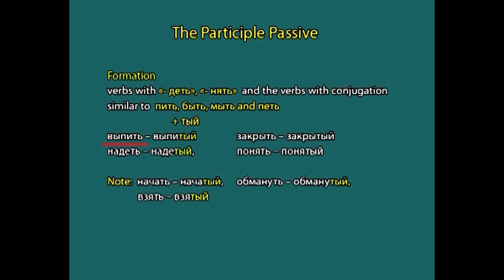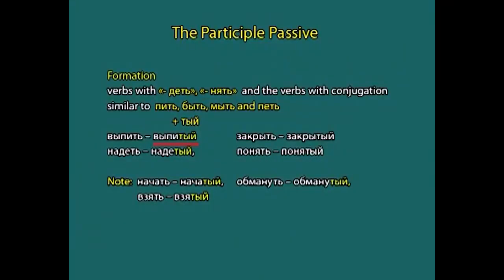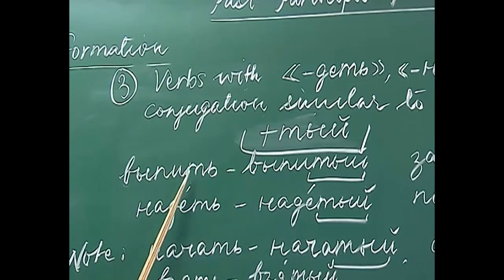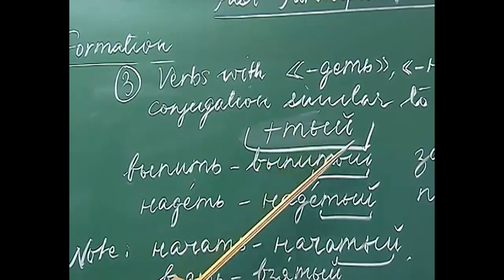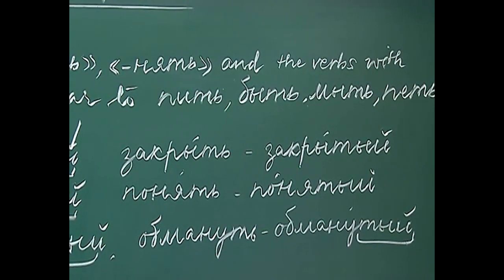For example, vipit. Vipit is to drink. So how do you form the past participle passive from this verb? We are removing the ending ta and soft sign and adding ta, I and ikrat ke. The second verb we have is zakrit. Zakrit is to close. Zakriti. The next verb we have is najet. Najet is to put on. Najeti. Panyat, to understand. Poniti. So this is the past participle passive.